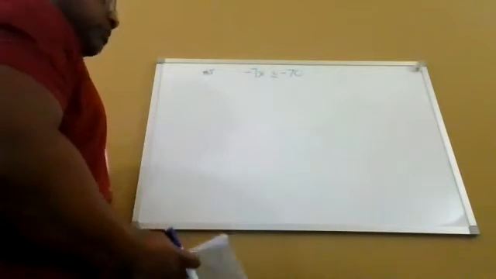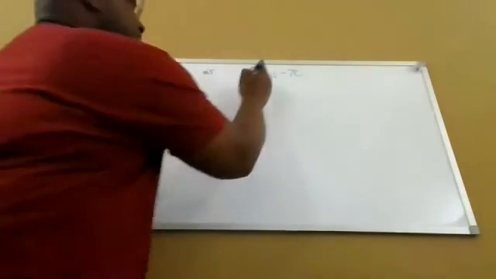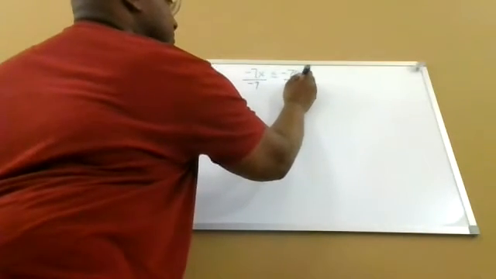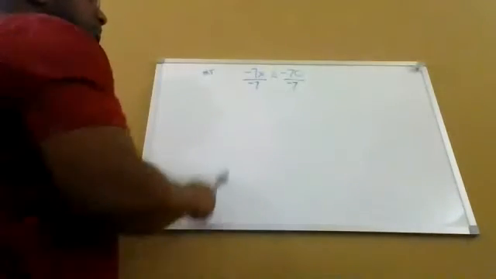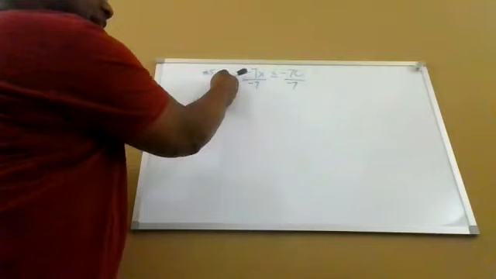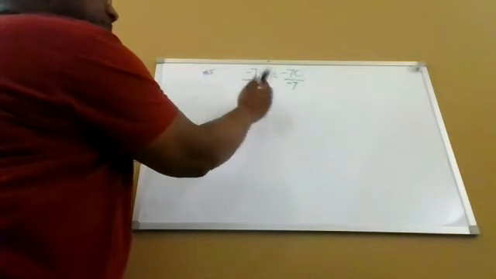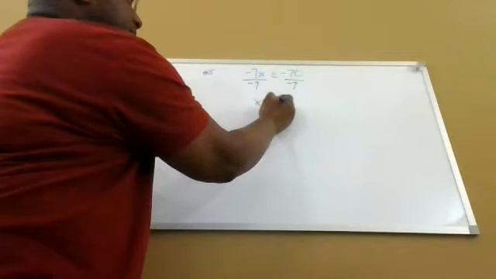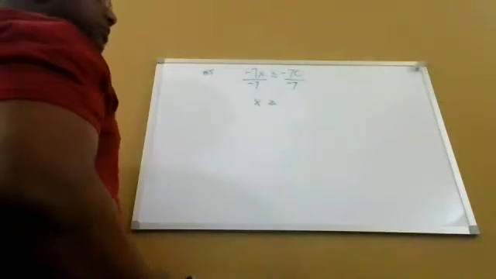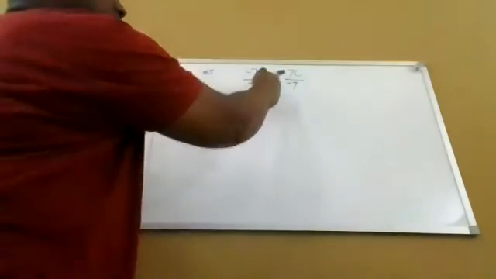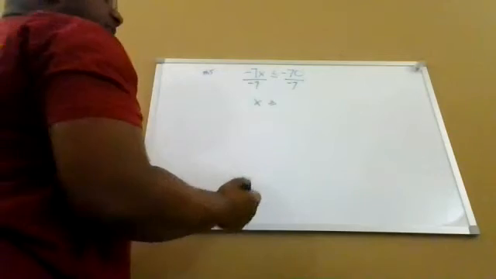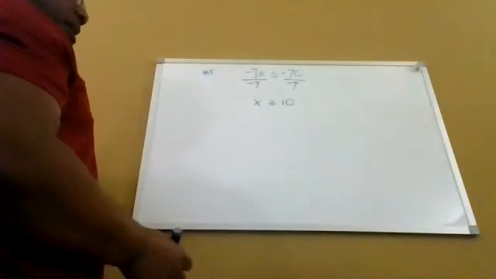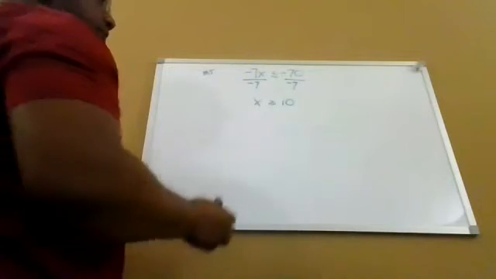So now I'm going to divide both sides by negative 7. On the left-hand side, negative 7 divided by negative 7 leaves me just x is greater than or equal to, and negative 70 divided by negative 7 equals 10. So x is greater than or equal to 10.